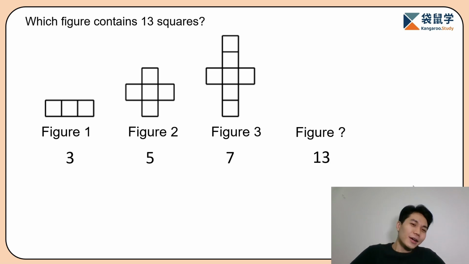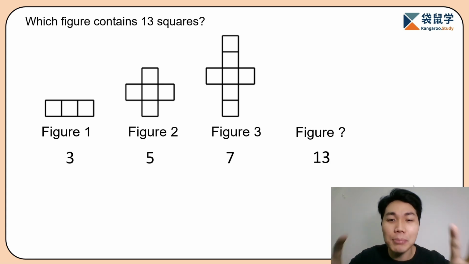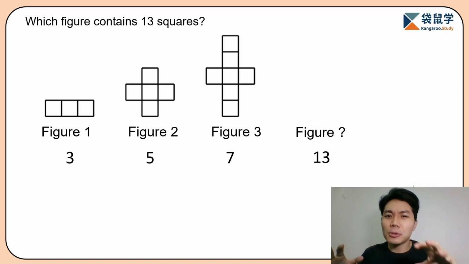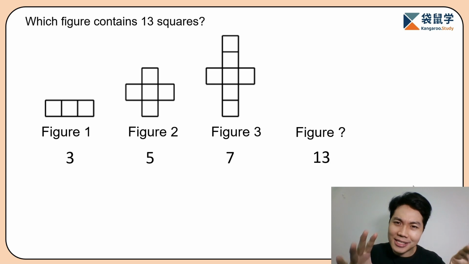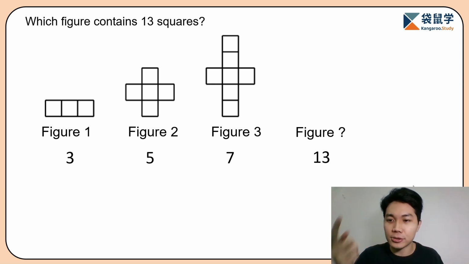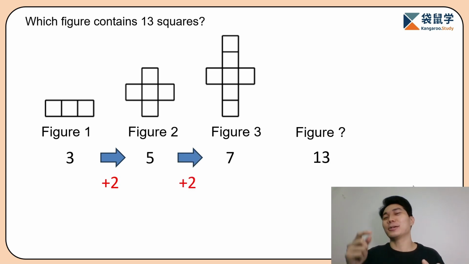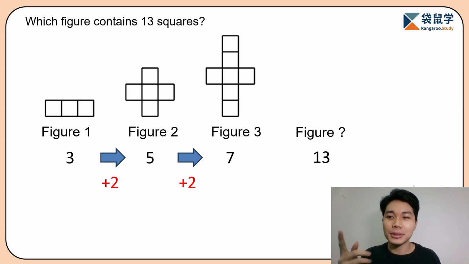To find this, we see that from each figure to the next, there's a change. For the first part, we can start small. We're given the final one, but we don't know the pattern, so we can start from the very first one and see what is changing. From figure 1 to 2, it is plus 2, and then another plus 2. There will be many plus 2s until you reach the eventual 13.